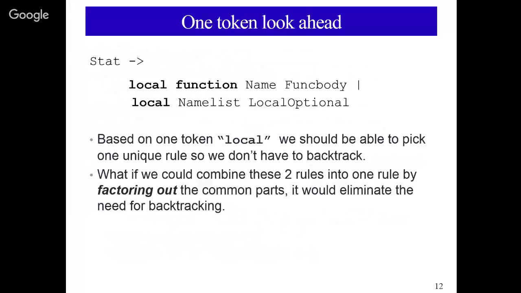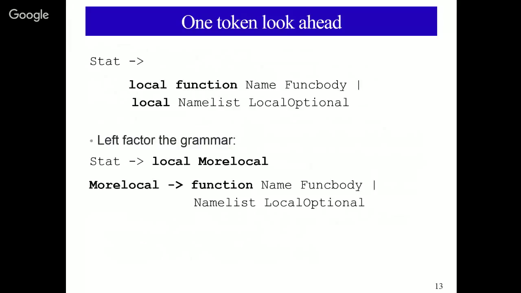So if I could factor that out, this is also called deferring the decision till later. Okay, I have a local. All right, pick the rule local. And then you can decide later whether you have a function or something else, which branch you're going to go down. So think of factoring as factoring out the common part, and then you can branch later. They both start with local. Well, don't branch yet. Branch later. So that's the common part that we're going to take out.